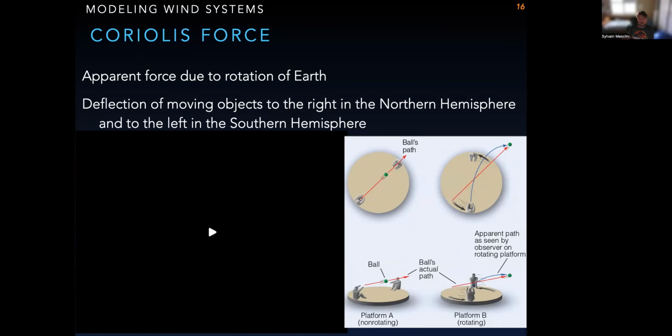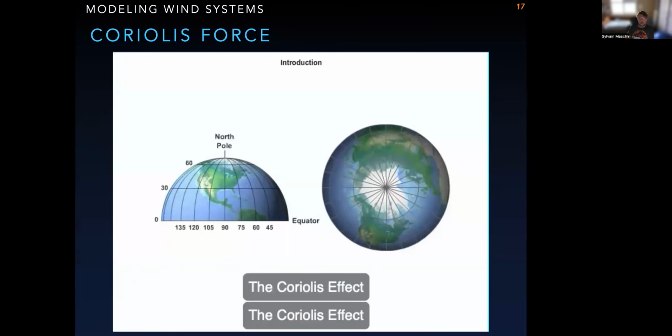So the wind will be deflected toward the right in the northern hemisphere, and in the southern hemisphere, because of the same rotation, the wind will be deflected towards the left. Let's look at this video to give some more illustration and explanation about this Coriolis effect.